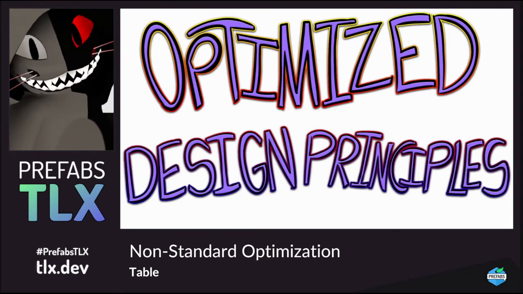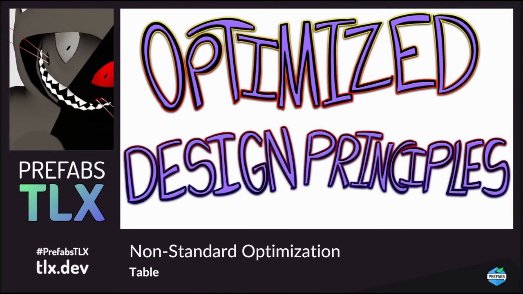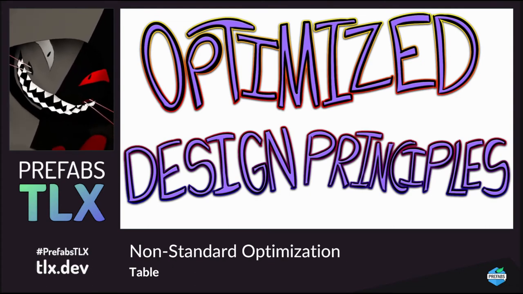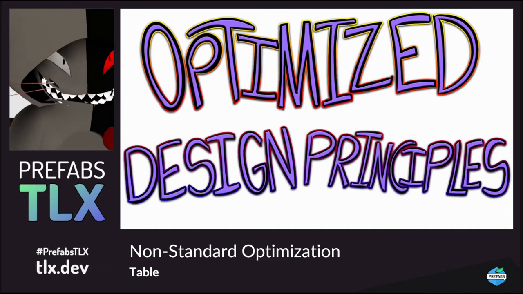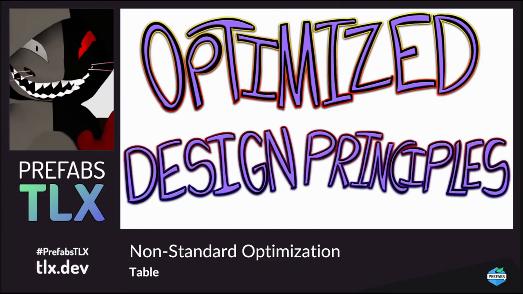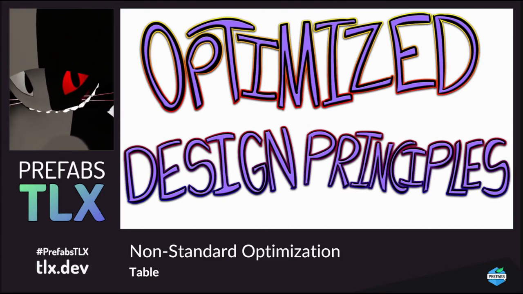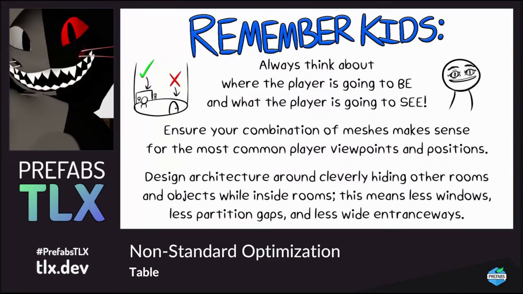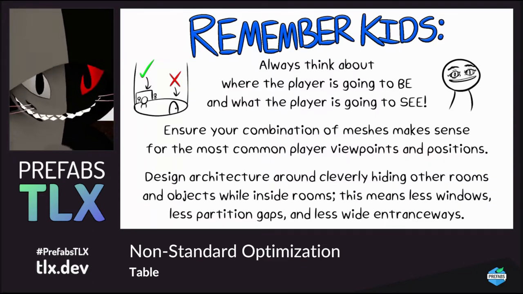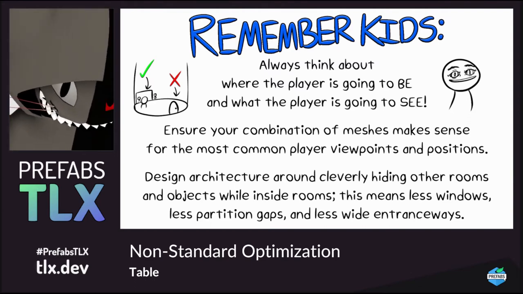Optimized design principles. This is a big one, and I'm not going to get into everything right now, because it could be its own entire other talk. I could spend 6 hours talking about this, so obviously I'm going to go a little quick. Here are the important bits. Always think about where the player is going to be and what the player is going to see. Pretty simple, huh?